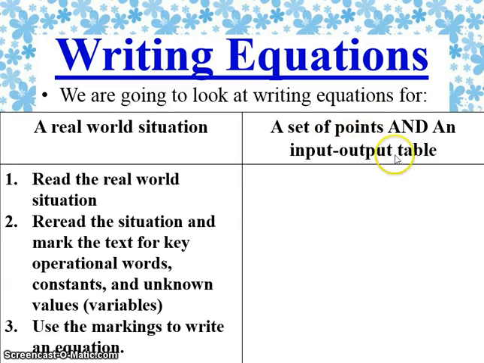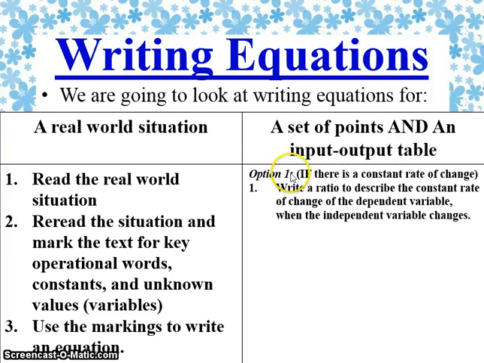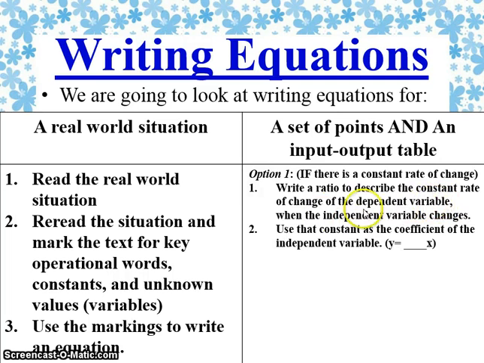Now, if we're looking at a set of points or an input-output table, our first option is if we see that there's a constant rate of change, and we'll talk about what that means in a little bit. We will write a ratio to describe the constant rate of change of the dependent variable when the independent variable changes. We will then use that constant as the coefficient of the independent variable. So say we get the number 2 here for step 1, then we'll write the 2 in front of the x since that's our independent variable. So we'll have like y equals 2x.